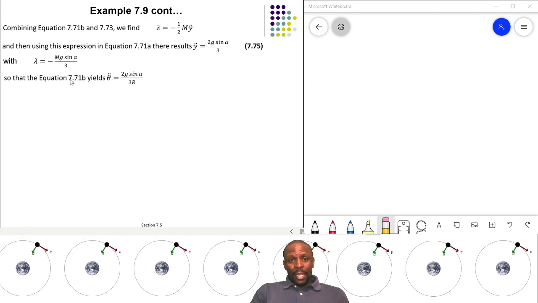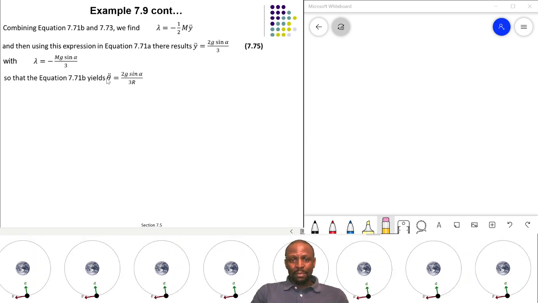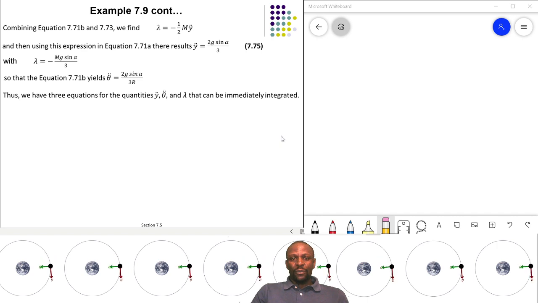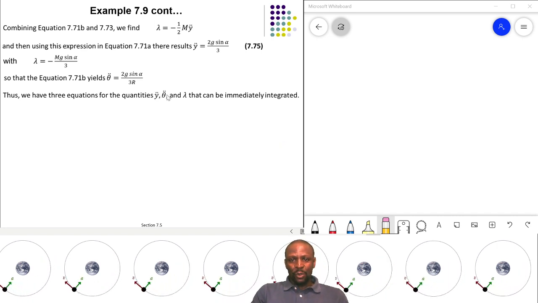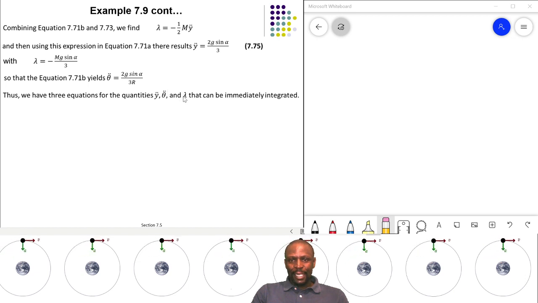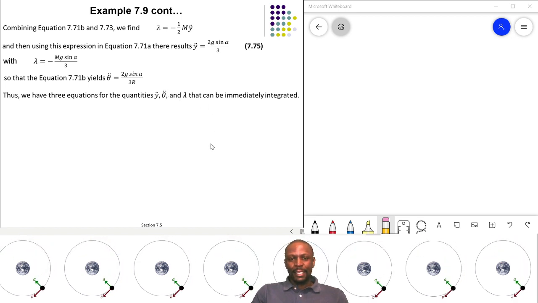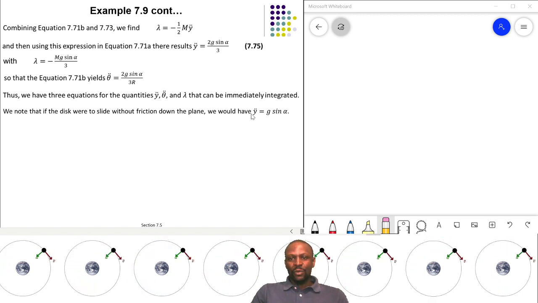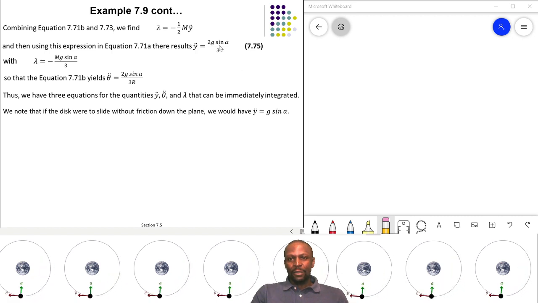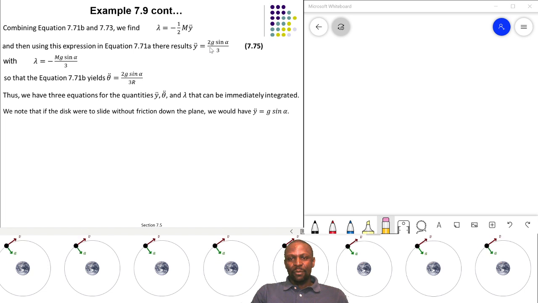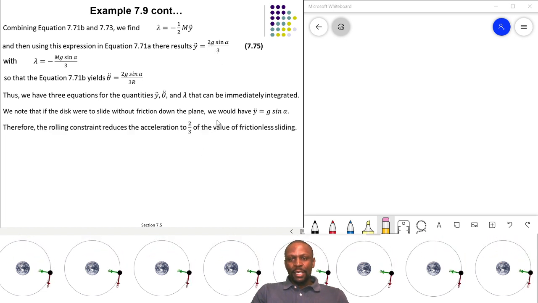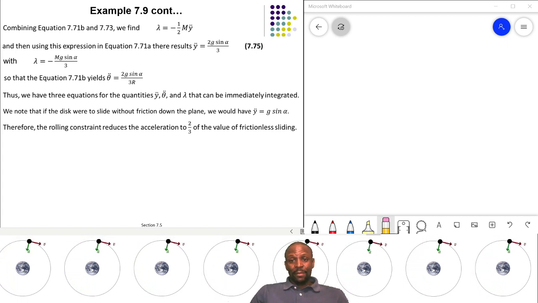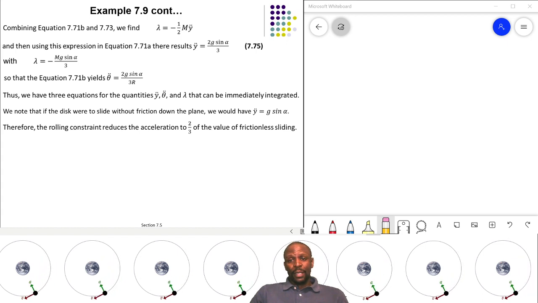With lambda equal to this, equation 7.1b will result in theta double dot being given by that equation. Now, we have three equations for the quantities y double dot, theta double dot, as well as lambda, and that can be immediately integrated. We know that if the disk were to slide without friction down the plane, we will have this equation here. But this factor of 2 over 3 is actually the rolling constraint, which reduces the acceleration by a factor of 2 over 3.